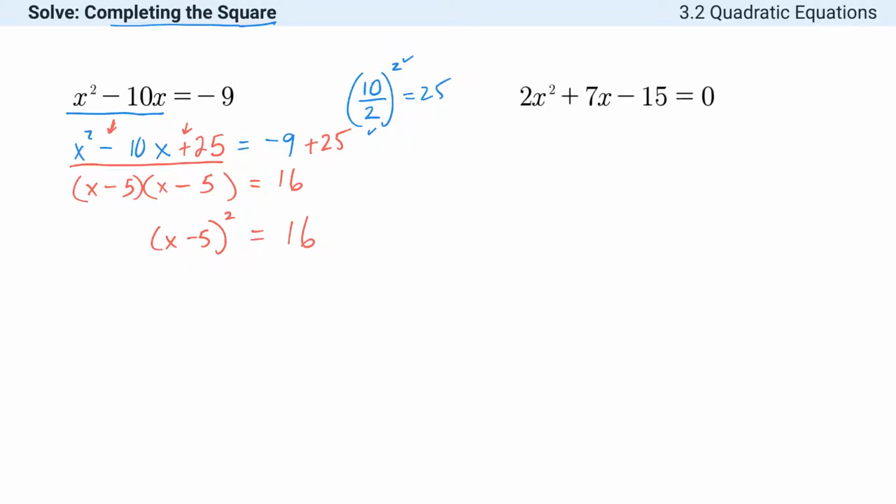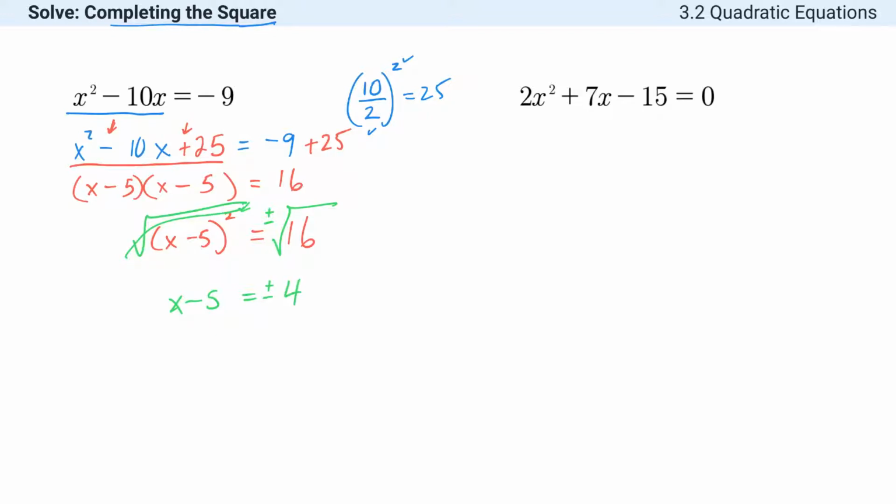Okay, now I'm ready to use the square root principle, because I have a square here. So I'll square root this side, and that'll cancel the square out, leaving me with just x minus 5. If I square root this side, I also have to square root this side. And remember the plus or minus there. Okay, is equal to, square root of 16 is 4. So this will be plus or minus 4.